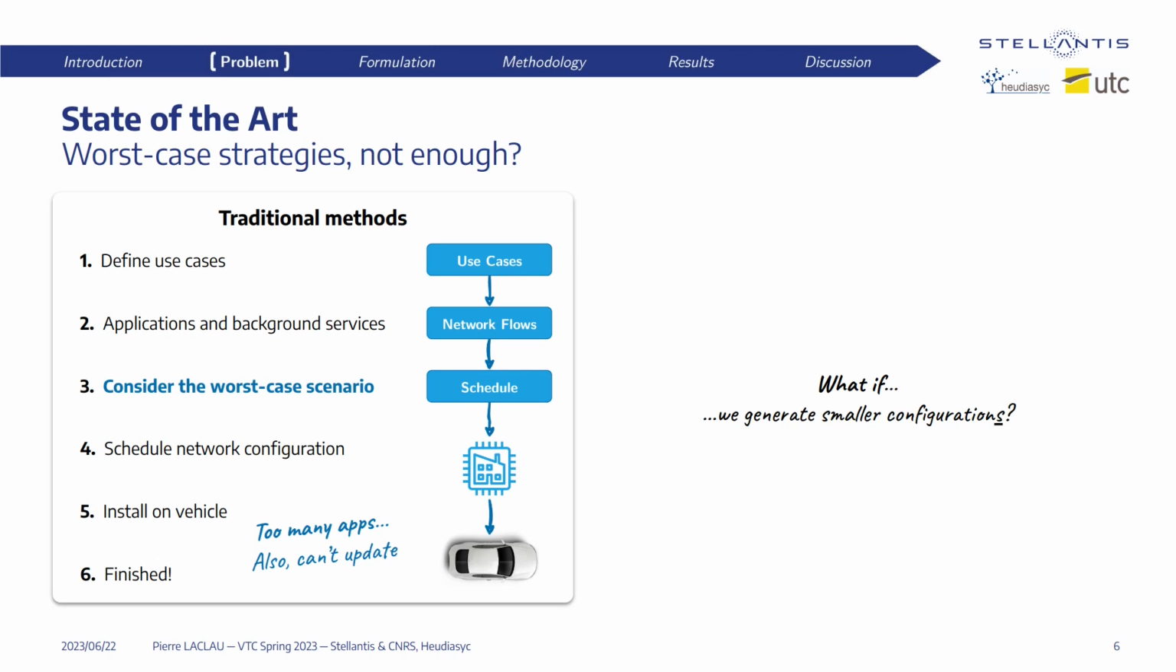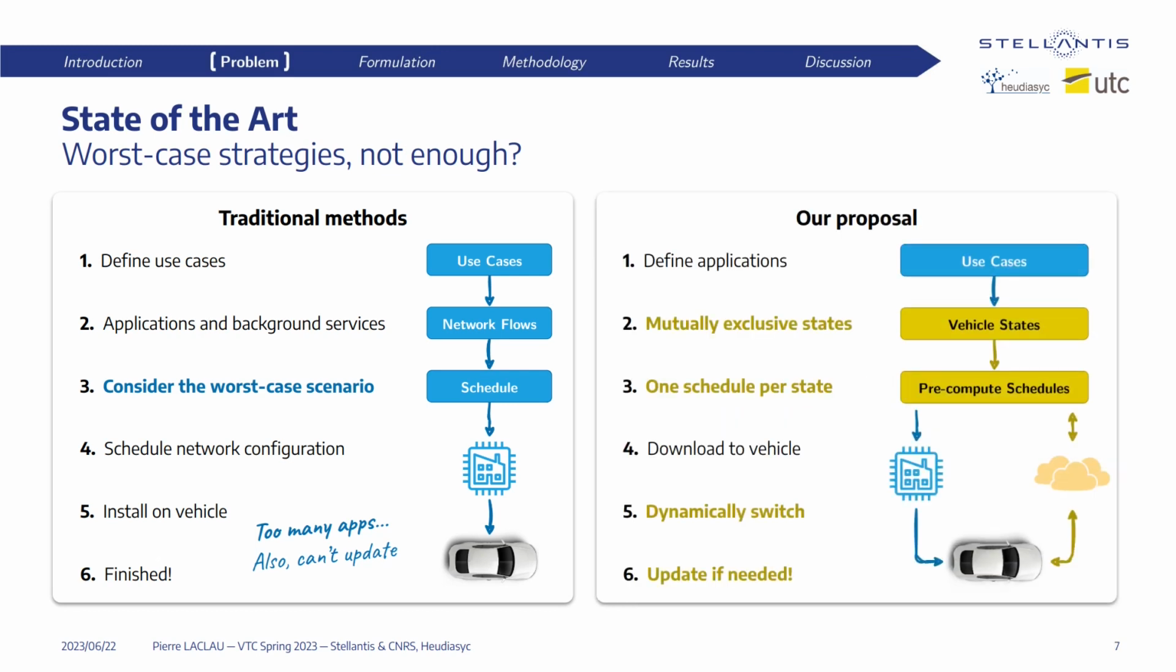So we break up the configurations into multiple smaller configurations, and this will be dependent on the dynamic use cases of the vehicle. And our main assumption is that all applications will not be active at the same time. So if we take an example, Spotify and Netflix, you probably don't run them at the same time. So you can allocate one common resource for all applications that don't run at the same time, and then you can dynamically switch in the vehicle. And finally, if you have updates, you can ask the cloud to generate new schedules or to have pre-computed schedules and come up with your new state.